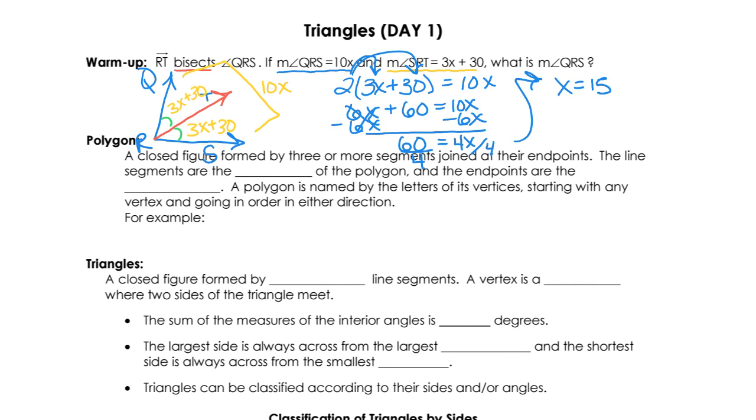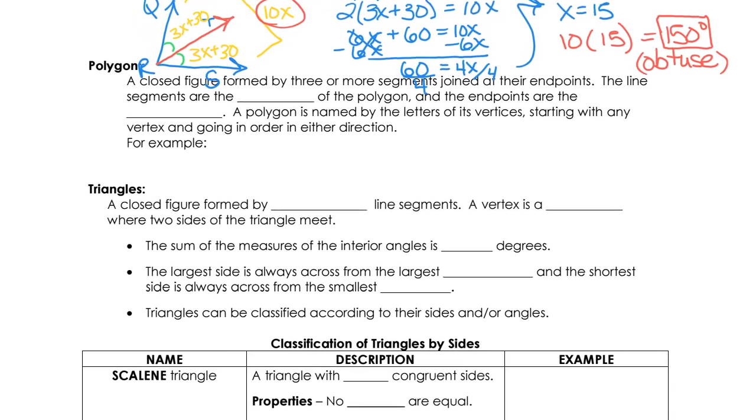Okay, that's not the question. They want to know what the measure of angle QRS is. QRS is the whole thing, or the 10x, and so 10 times 15 is equal to 150 degrees. And if you think about it, that angle would be classified as obtuse if they asked. Okay, but that's all they wanted. Okay, good.